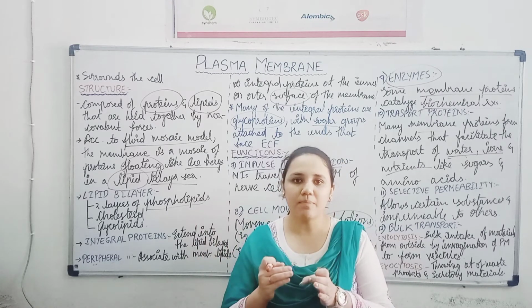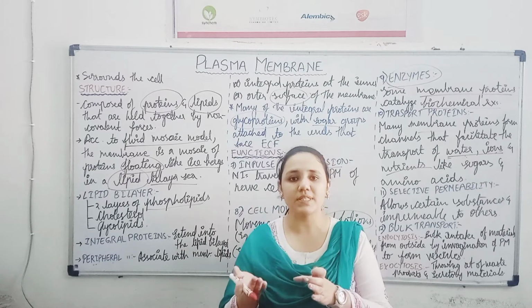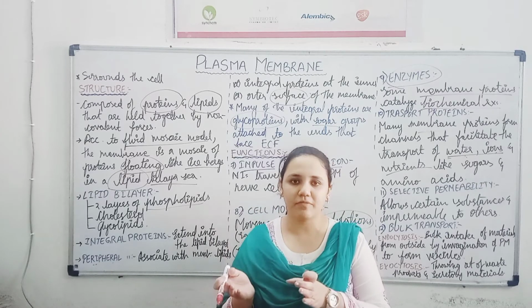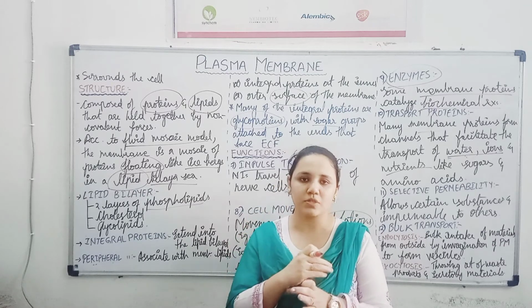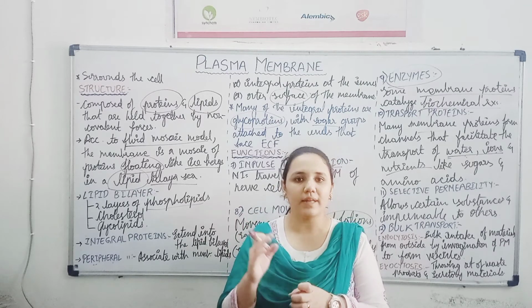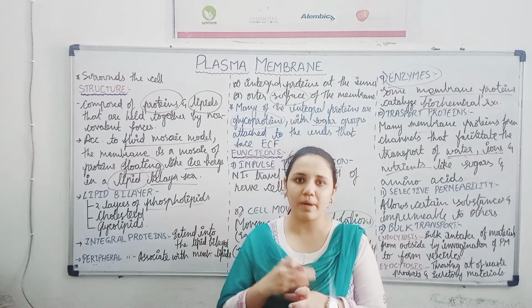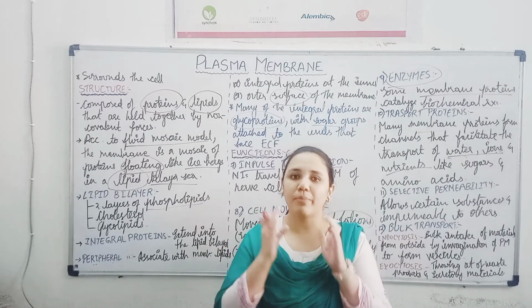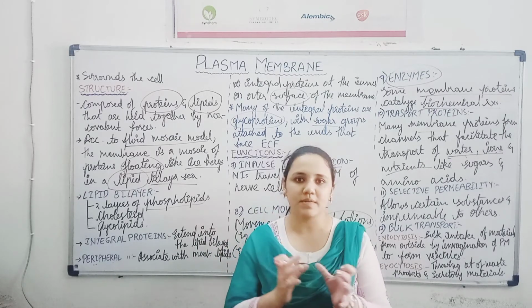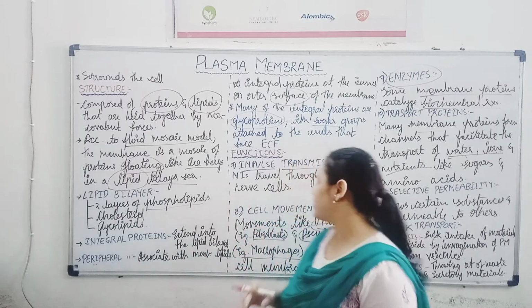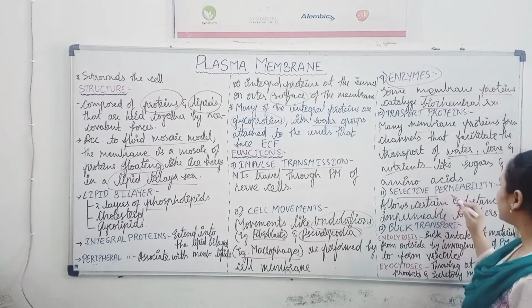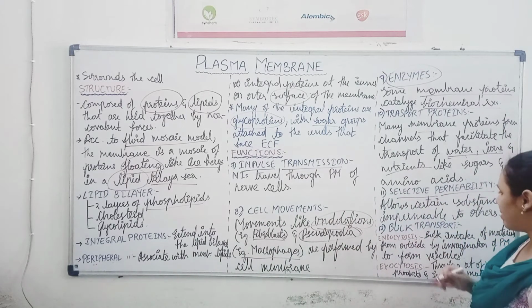So if we say partial permeability, or selective permeability, it allows only certain substances to pass through it and it does not allow other substances to pass through it. That means it is permeable only to certain substances and it is impermeable to certain substances. So that action is shown by plasma membrane.